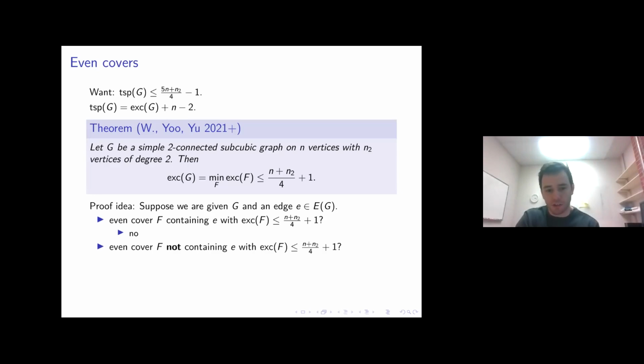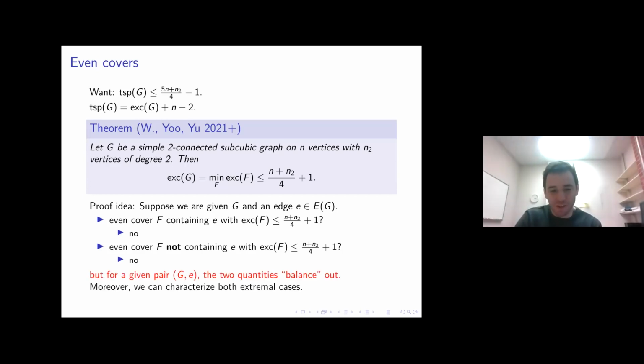Okay, so then the next thing we tried is, can you always find an even cover that doesn't go through the edge e? And again, no, that's not possible. You can take paths of length 2 joined by their end vertices, and that graph is off by a half again. So that kind of runs into a problem. What do you do here? But what we notice is that for a given pair (G, e), the two quantities balance out. So if one of these inequalities is bad, the other is very good.